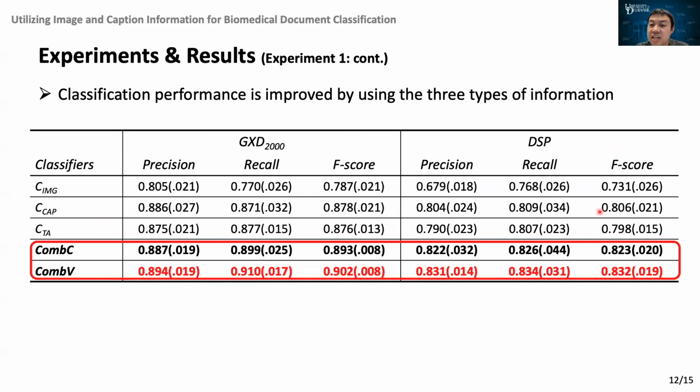Thus, a significant improvement is attained by combining the information from images, captions, and the titles and abstracts. Our classifier combine V, that is the one that takes the six-dimensional vector comprising probabilities and labels assigned by the three different base classifiers, attains the highest performance on all measures over the GXD 2000 dataset and over the DSP dataset.